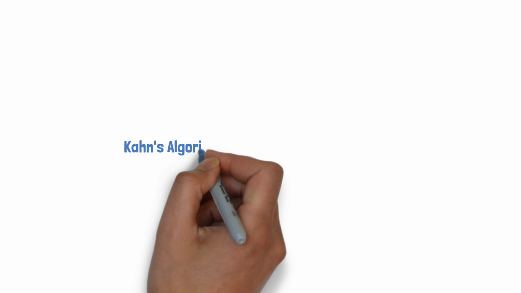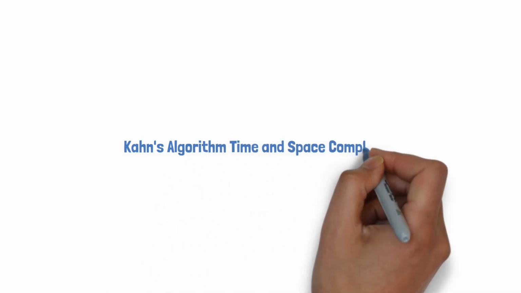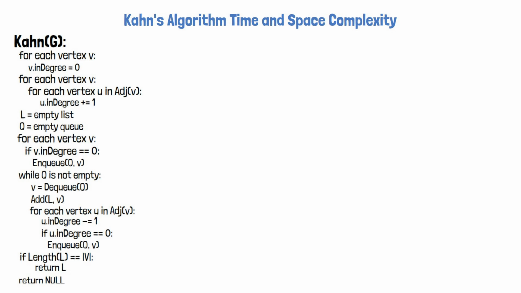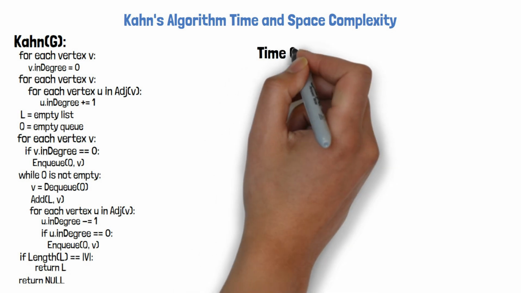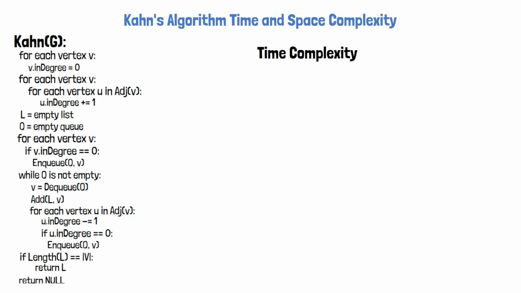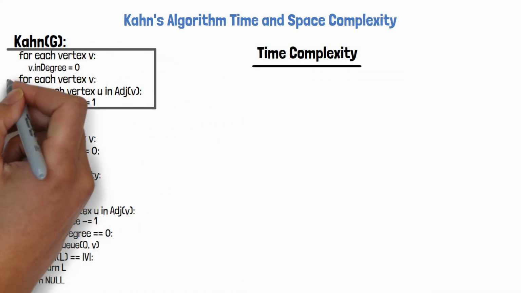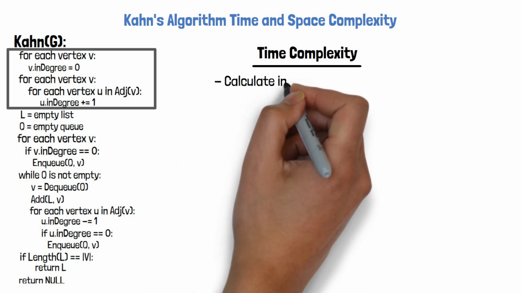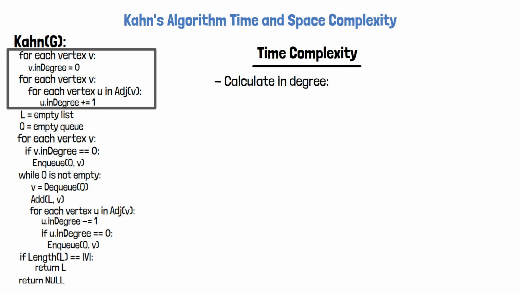Let's now talk about the time and space complexity of the algorithm. Here on the left we have the pseudocode of the algorithm. We start with time complexity. First, we have two for loops for calculating the in degree. The first for loop is doing operation of constant time for each vertex, which the time complexity of is big O of the number of vertices v.